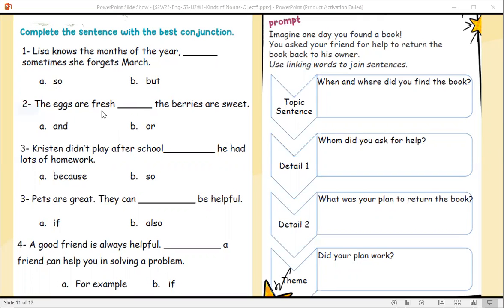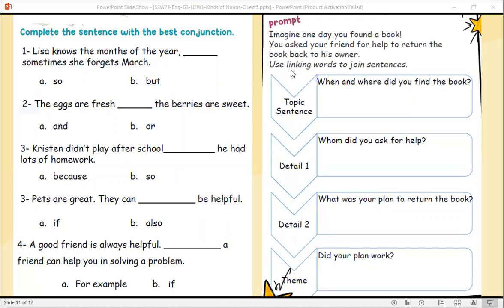The eggs are fresh, the berries are sweet. Kristen didn't play after school. He had lots of homework. Pets are great. They can be helpful. A good friend is always helpful. A friend can help you in solving a problem.